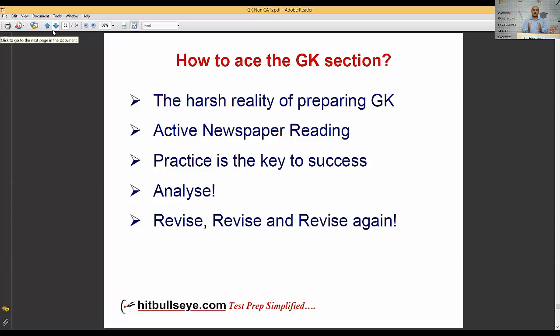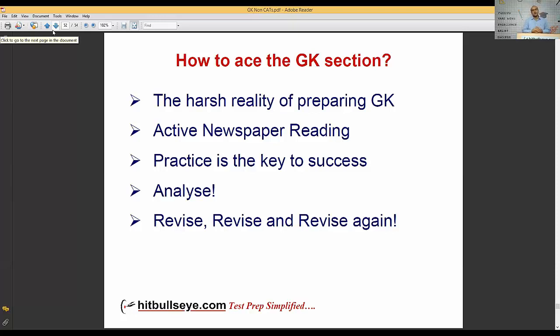But again, you will have to do general knowledge if you're targeting any of these exams to get into your dream college. Also, general knowledge preparation is essential for acing your interviews, which you have to clear as well.